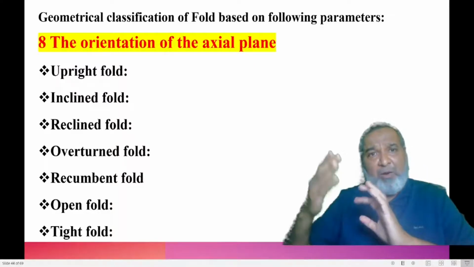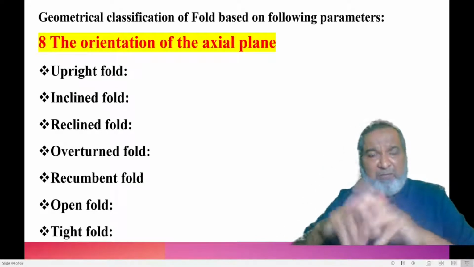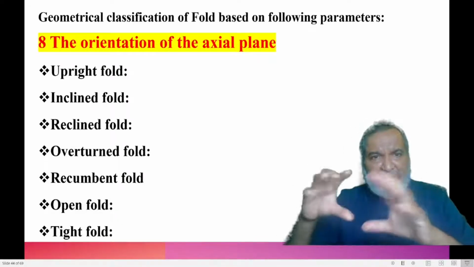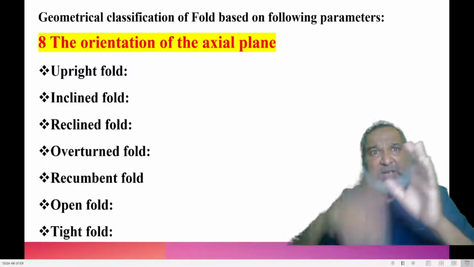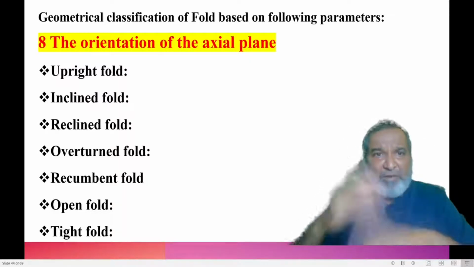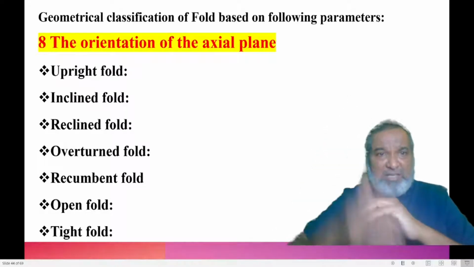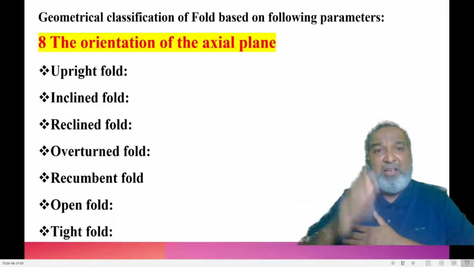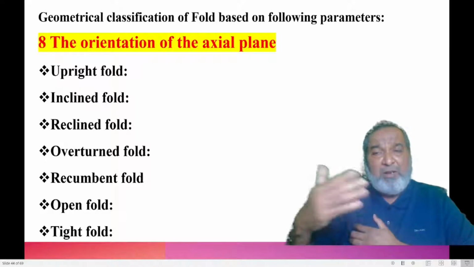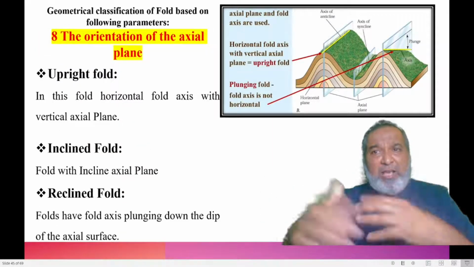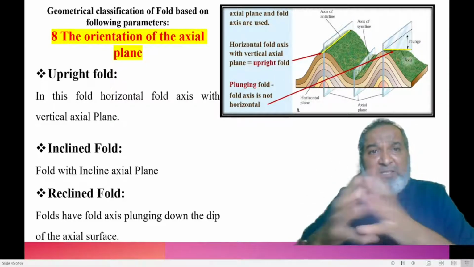Whenever you want to prepare all these parameters, write them down on a paper and stick it wherever you have been sitting, wherever you have been reading, on the wall. Whenever you have free time, just go through this so that you can remember the names and the sequence, and ask your friends one or two times. You'll get the sequence. You have to make something to remember this sequence properly: upright, inclined, reclined, overturned, recumbent, open, tight. So this is the way; any possibilities you have, you have to make out and remember whatever folds come under this category.